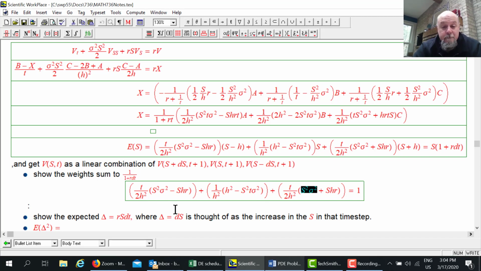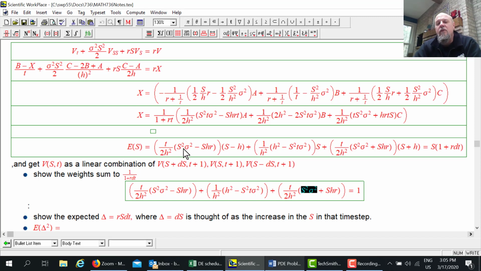Look at the other side. There's 1 over H squared and H squared. There's the 1, that's the 1 that survives. Here I've got an SRH and a minus SRH. They cancel out. So when we clean this all up, this bracket equals 1, and all we're left with is this 1 over 1 plus R dt, which is matching our expected stock growth then.